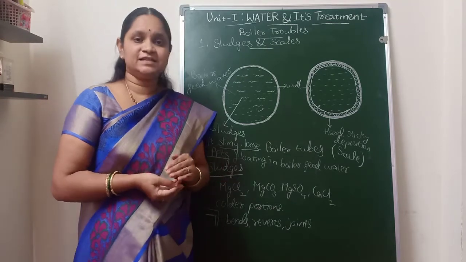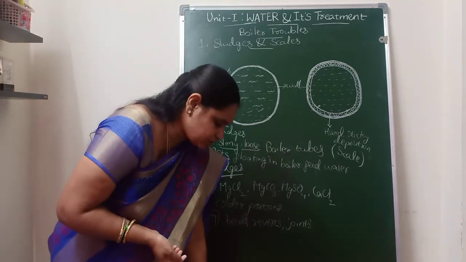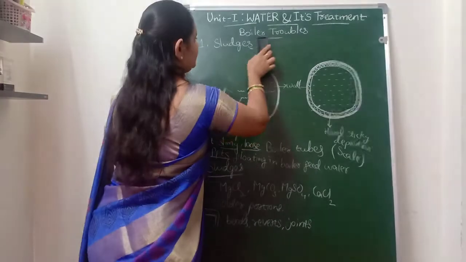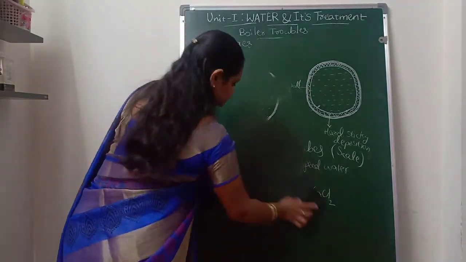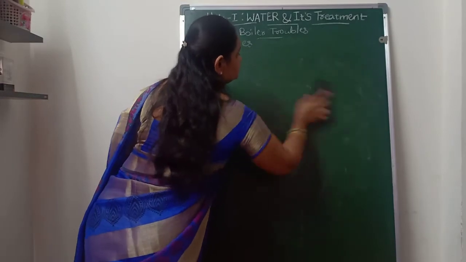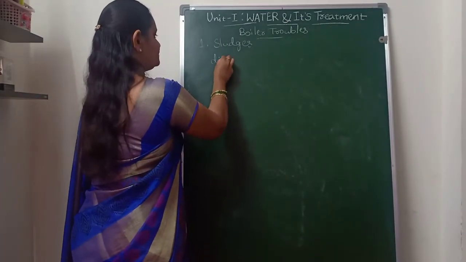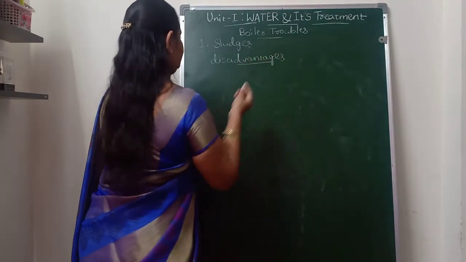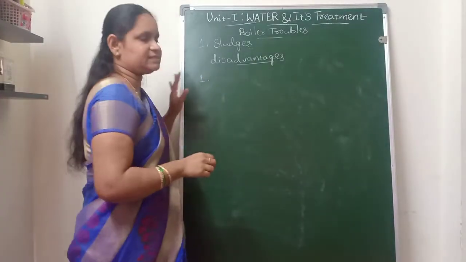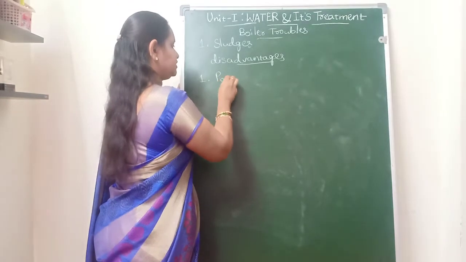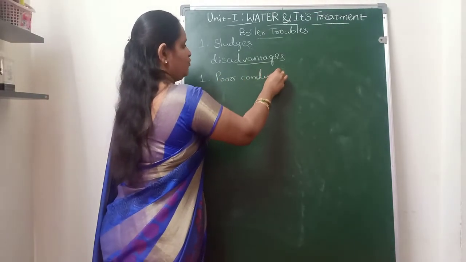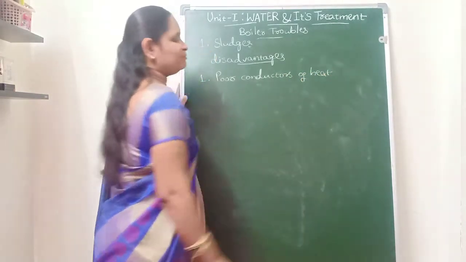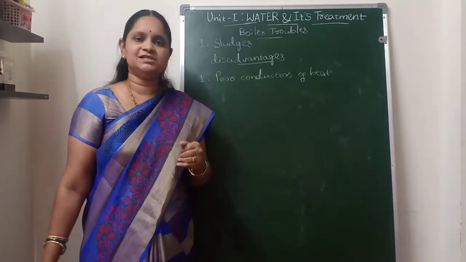So what are the disadvantages of sludge formation? What will happen if there is a formation of sludge in the boiler? Disadvantages of sludge formation. Scale and sludge, both of them are poor conductors of heat. They have poor thermal conductivity.